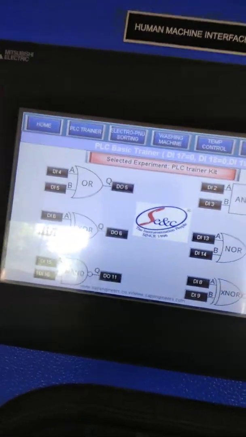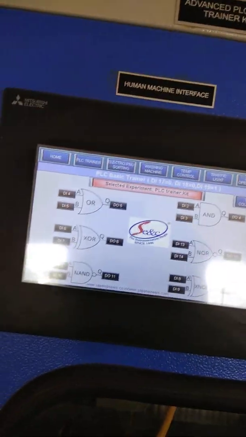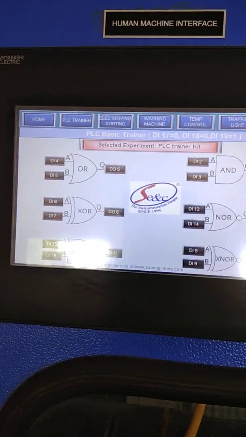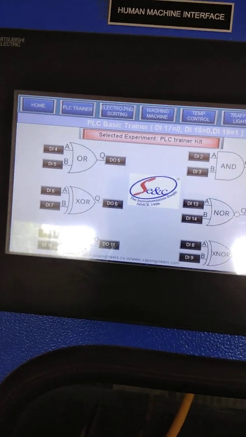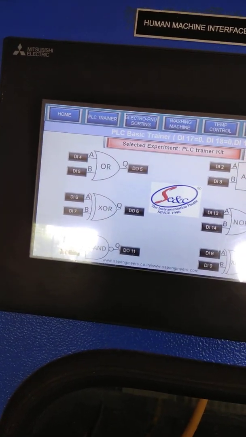In this way, we can verify these logic gates on this trainer kit of PLC. Thank you.